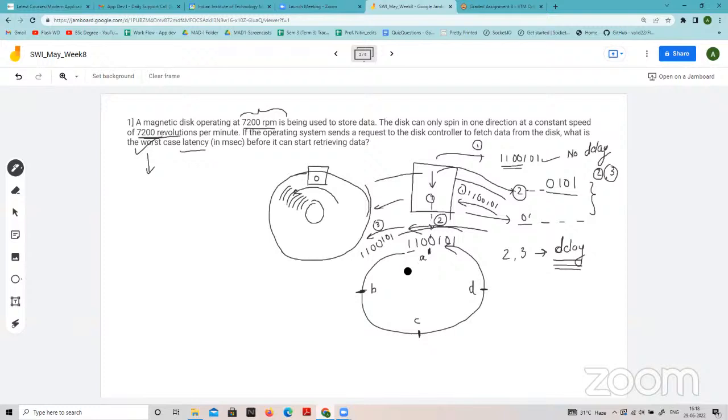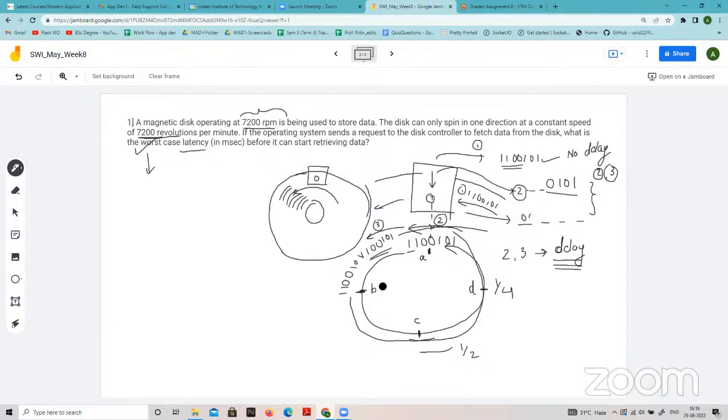Now we'll talk about the instant the lens started reading the data. Let's say the data was here, 1, 1, 0, 0, 1, 0, 1. At this instant, if the lens started reading data, what will happen? It will have to wait 3/4 of the circle. For case C, I will have to wait half the circle. And in case D, I'll have to wait a quarter of the circle.